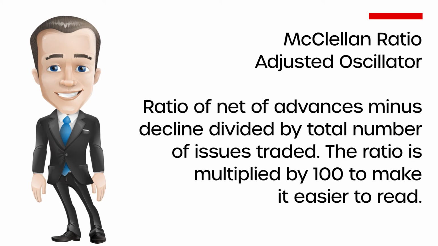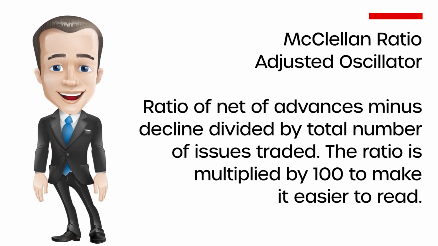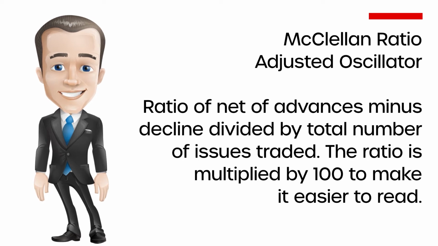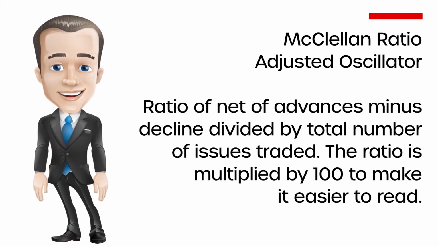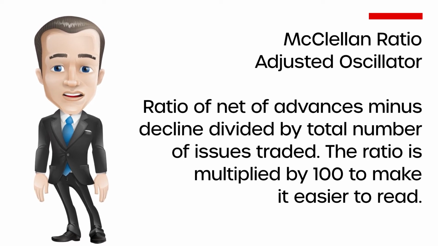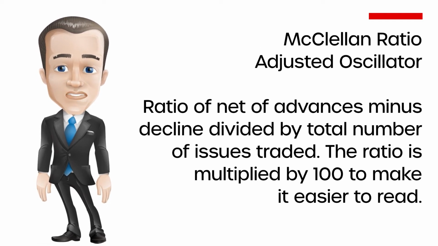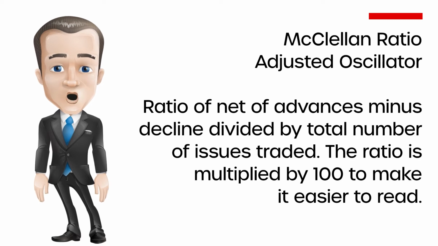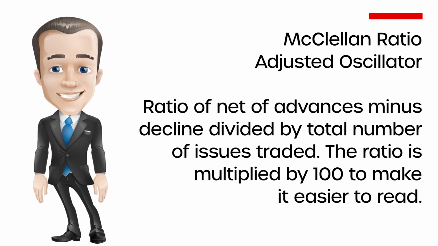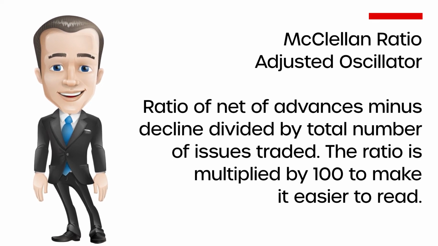An offshoot of this is the McClellan ratio adjusted oscillator. As McClellan found out the advance decline line can be influenced by the total number of issues traded, he developed the McClellan ratio adjusted oscillator. McClellan ratio adjusted oscillator is the ratio of net advances minus declines divided by the total number of issues traded. The ratio is multiplied by 100 to make it easier to read.